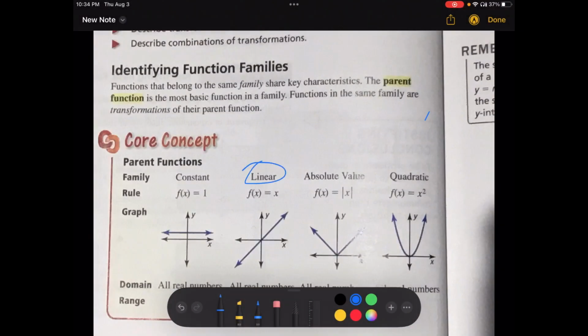Next, we move on to linear. For linear, as you probably should know, there's supposed to be a leading coefficient with the variable and a number. But in this instance, the parent function is just x, which means a straight line crossing through 0, 0.